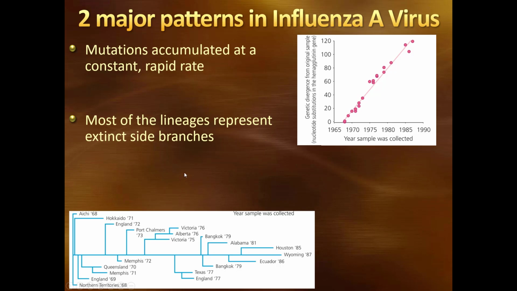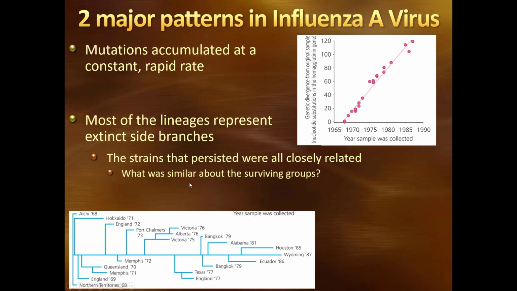Down here, what they did is looked at some of the different branches from the influenza A viruses, and note that most of these lineages represent extinct side branches. So a whole bunch of these different lineages came off the side, but they don't continue down. When this stops and it doesn't go all the way over, that's an extinct branch. The strains that did persist were all very closely related to one another. And what they did then is they looked at, so of the ones that persisted, what was similar about them?